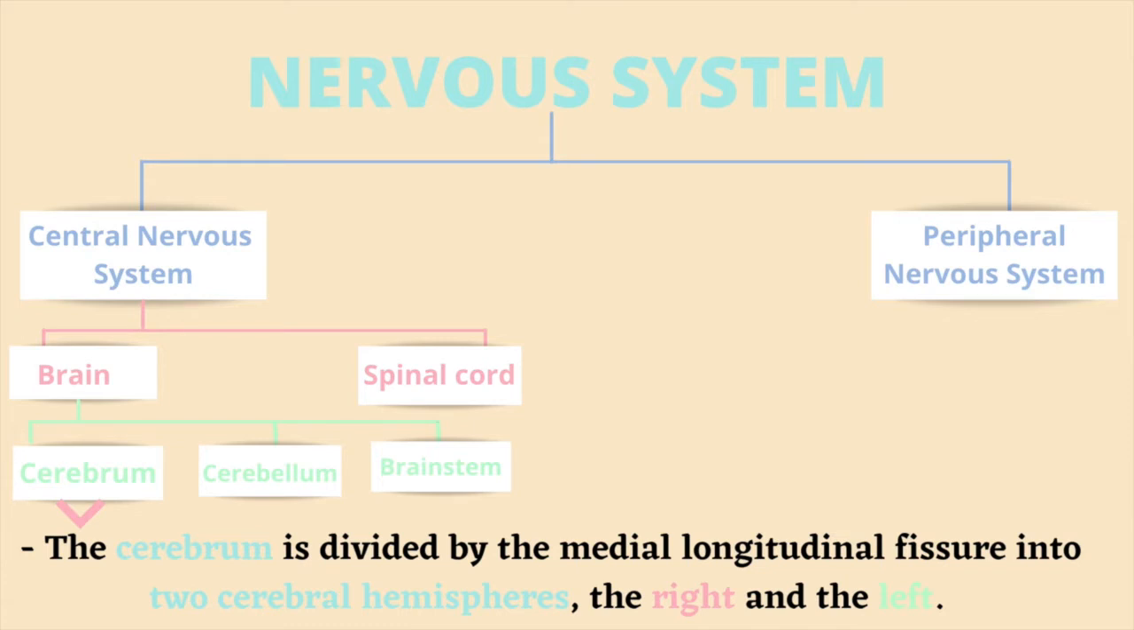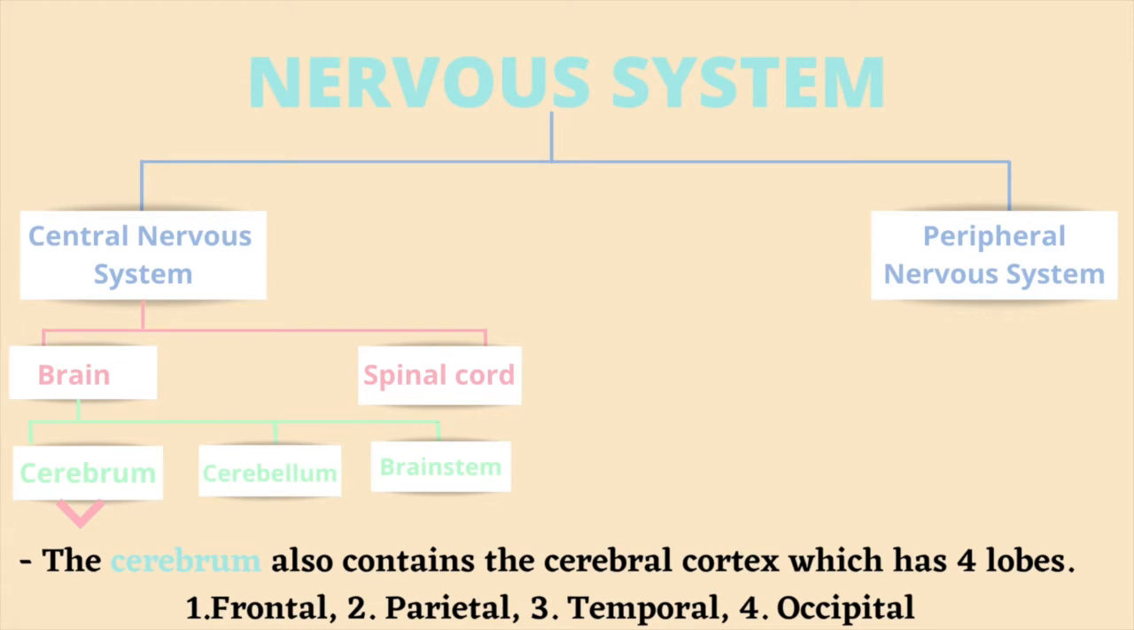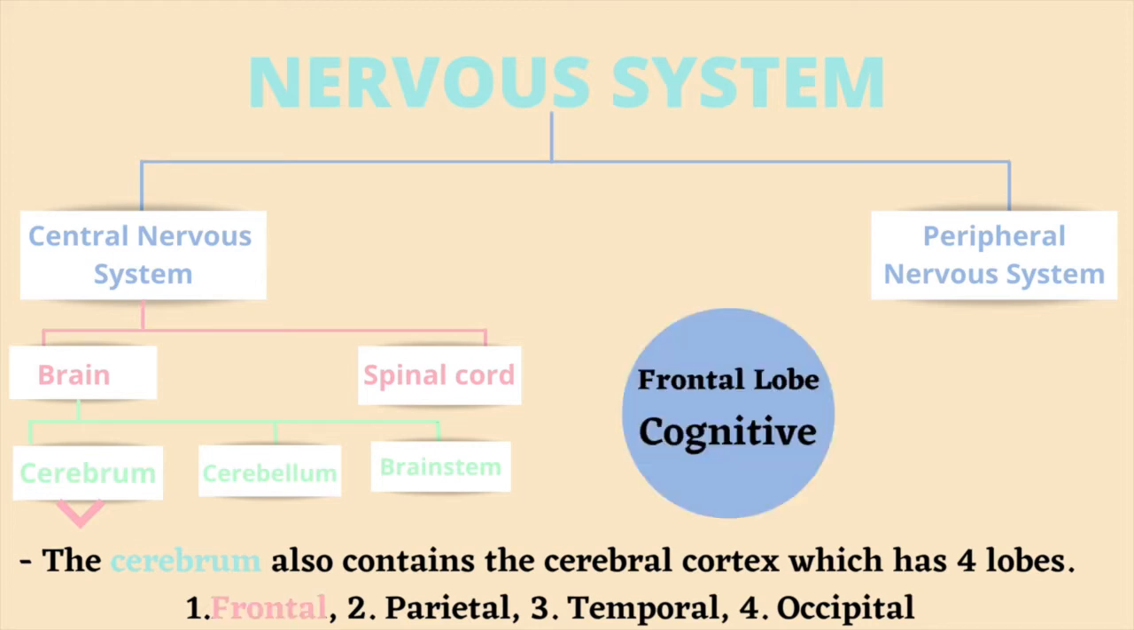So of course, the cerebrum also contains the cerebral cortex, which has 4 lobes. We do have the frontal, parietal, temporal, and occipital. So let's start with the frontal lobe. The frontal lobe is involved in reasoning, motor control, and language. It is also important for cognitive functions and control of voluntary movement or activity. So that is actually more of cognitive.